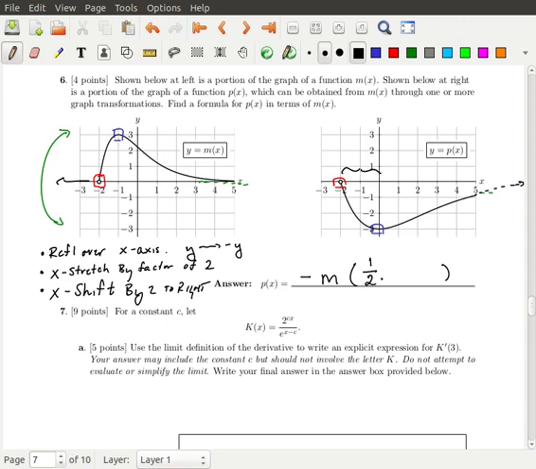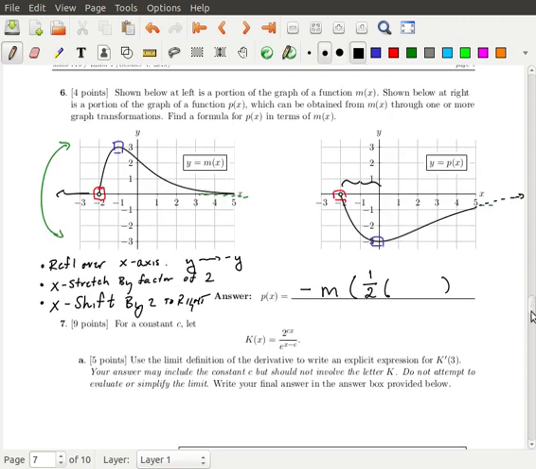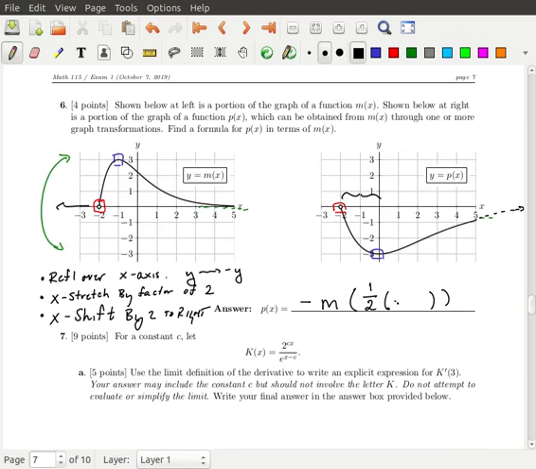And remember, for x units, that means multiplication by half. It's the opposite for y units, which is always tricky. And then to do the shift, I then put in parentheses, and I'm going to shift it to the right, so I'll do x minus 2.